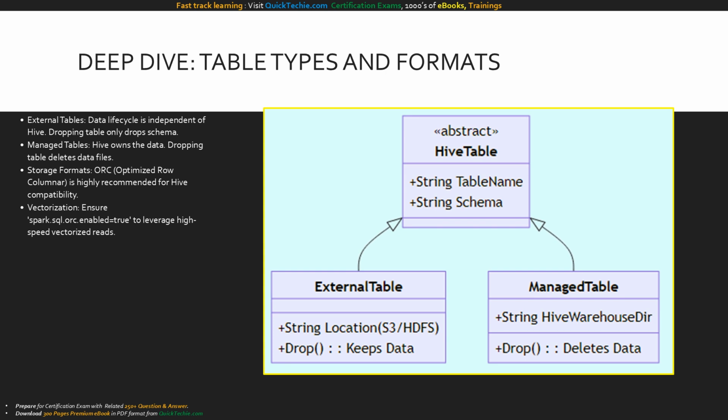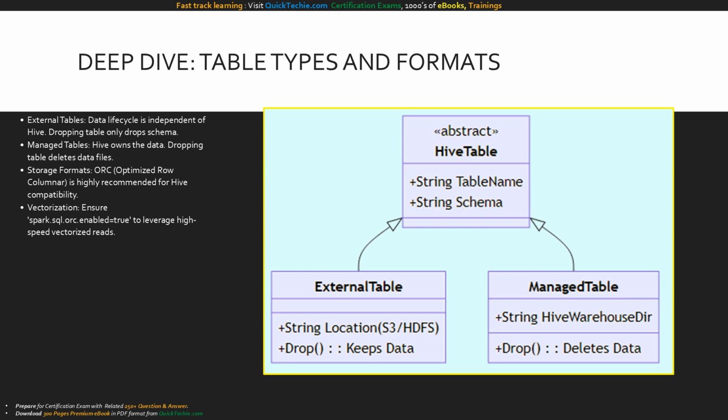When writing data frames back to Hive, pay close attention to your storage format. ORC, optimized row columnar, is the gold standard for Hive performance. To get the absolute best performance, ensure you enable Spark's native vectorized ORC reader in your configurations, which processes data in columnar batches rather than row by row.